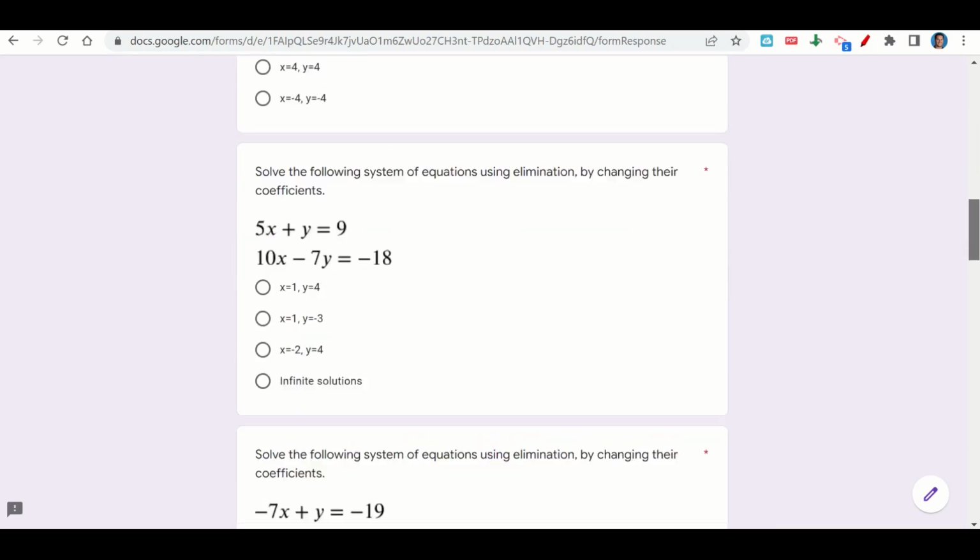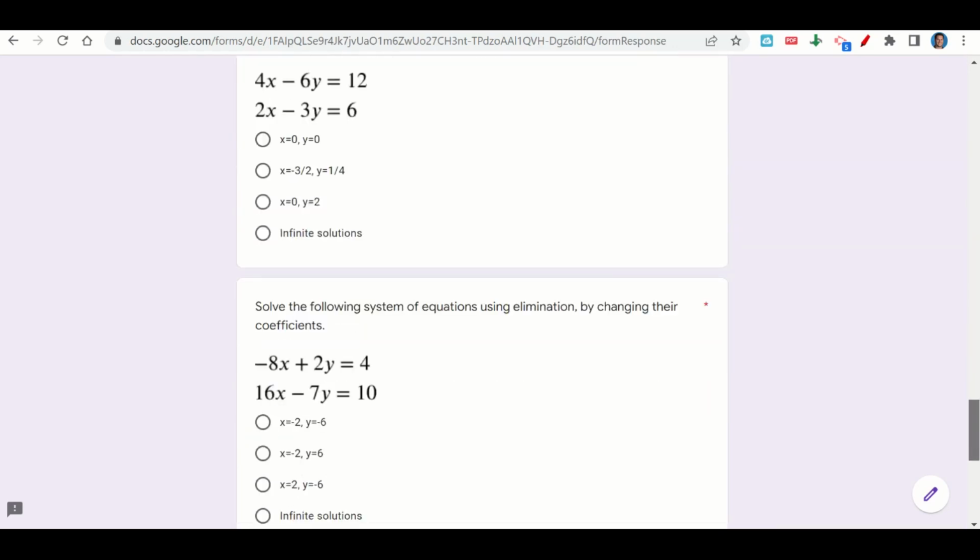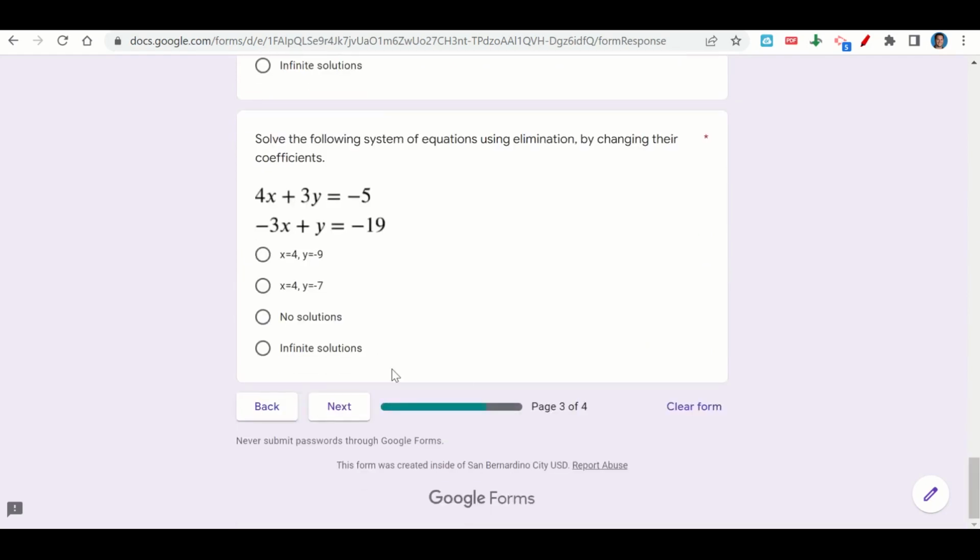We'll solve each of them, and then at the end, once we get to the bottom of the page and we've answered all the questions, we'll click Next. This will take you to your Before You Go. Go ahead and fill out your Before You Go, and then submit your work on Google Classroom.